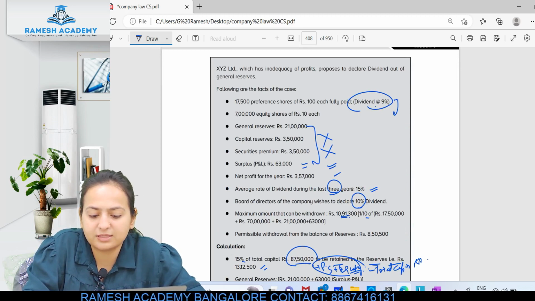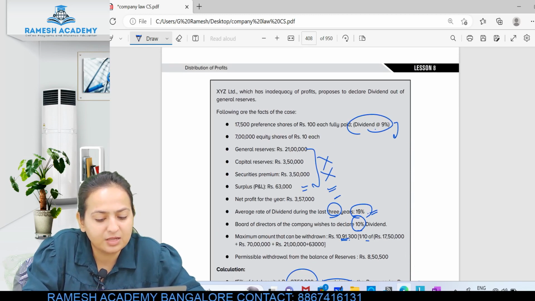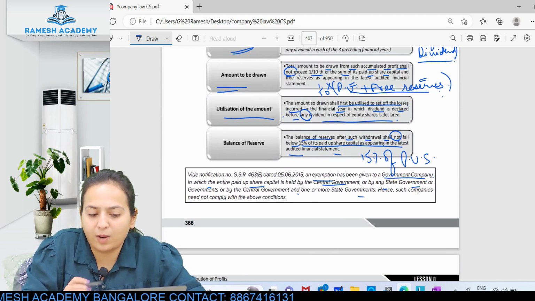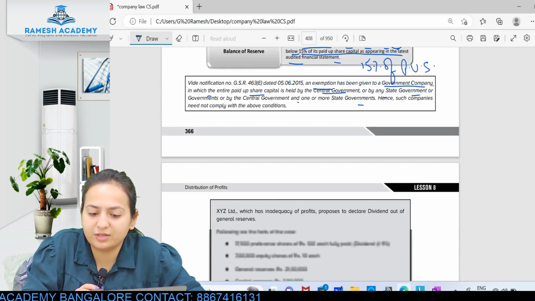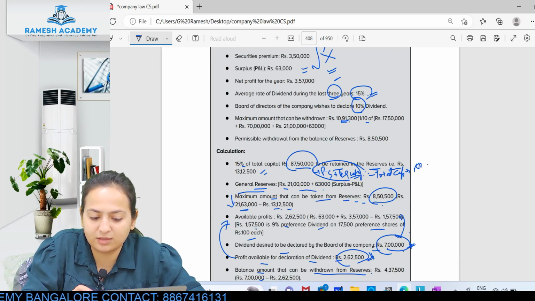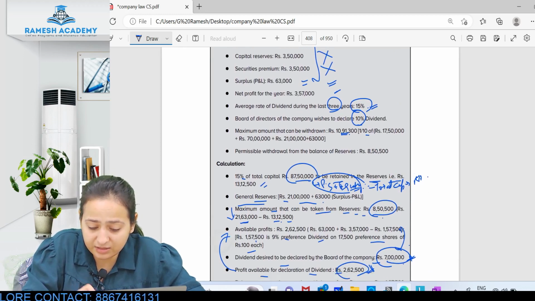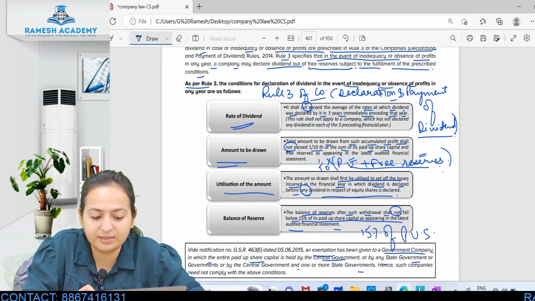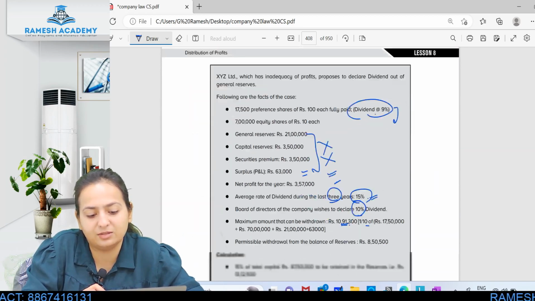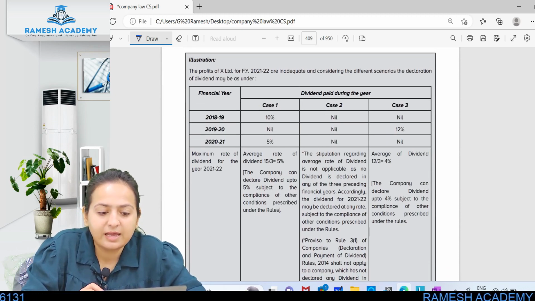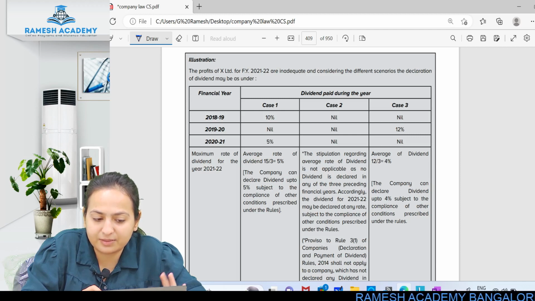You can also see the average profits 15%. One condition is complying. Then 1/10 of the paid up share capital and free reserves. Just add this and you can find out the 1/10 of this. And then the third condition we have studied is utilization of the profits and the balance of the reserve. Next condition is the profits are inadequate for X Limited.